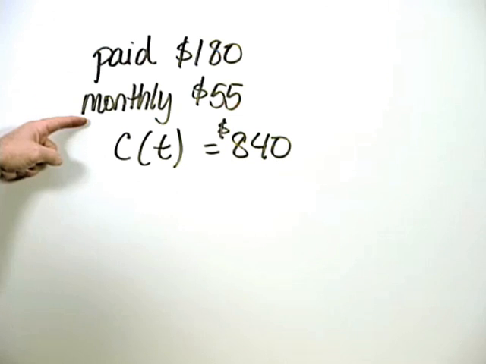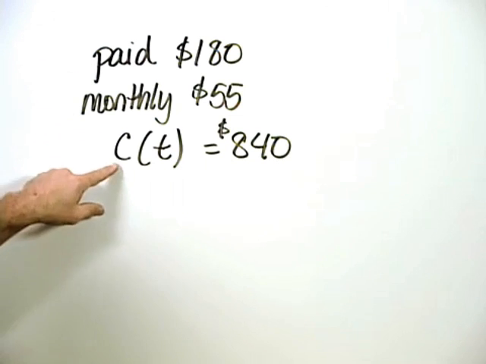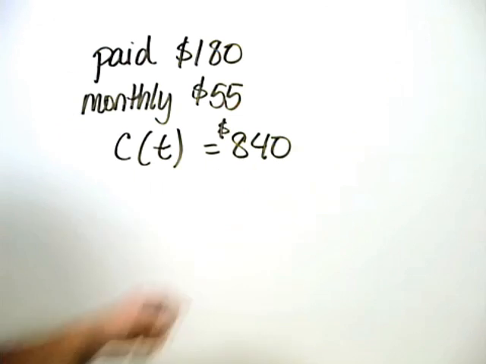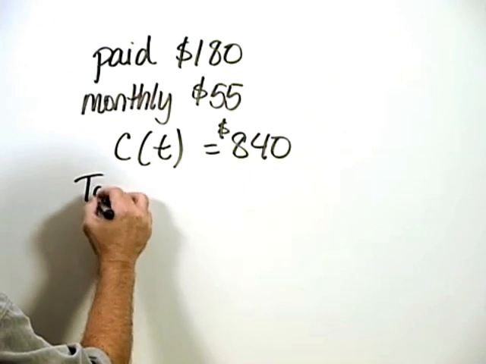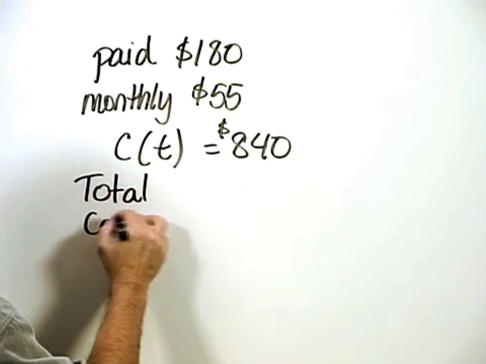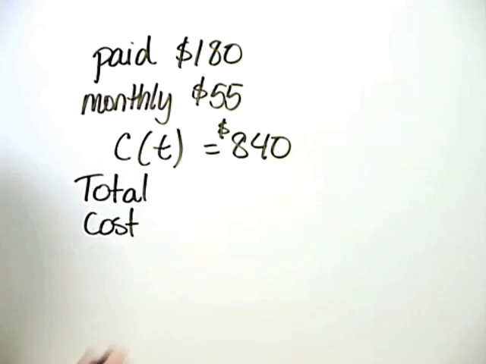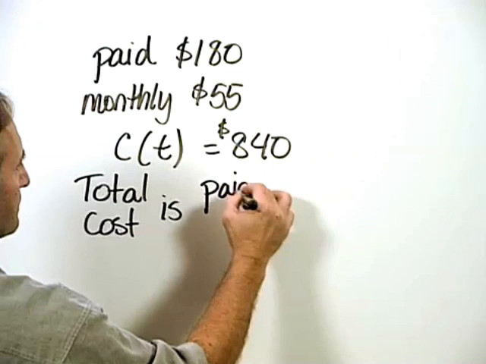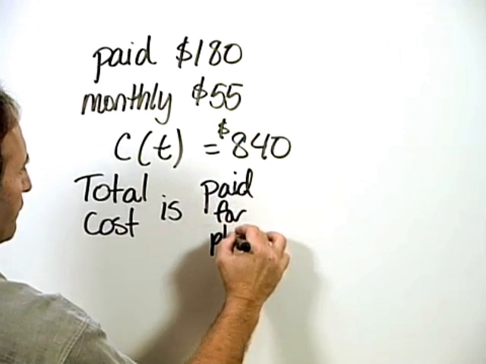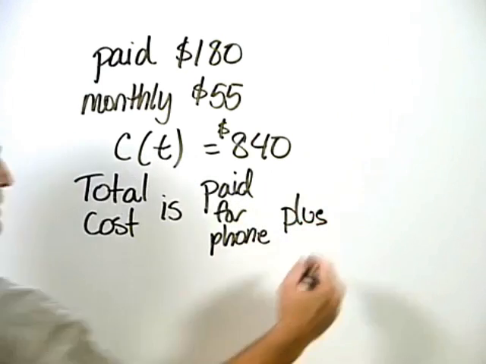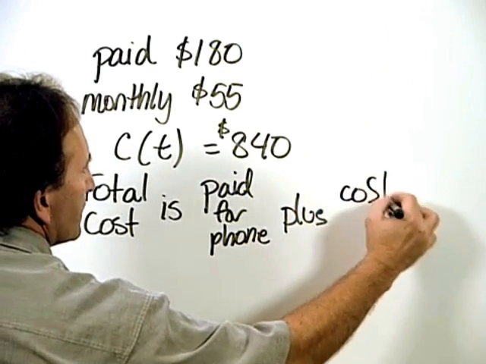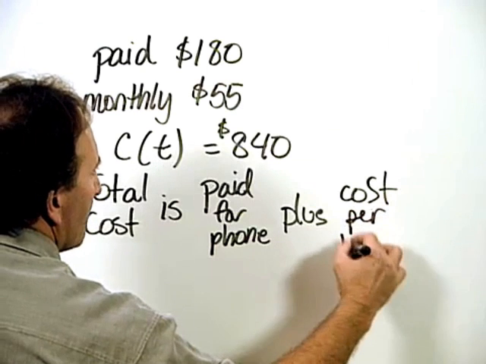So, this is how much Porter paid for the phone. Here's the monthly fee. We want a formula for C of t, and then we want to solve that when it is equal to $840. So beginning, let's take the English and write what that is. Total cost is the amount he paid for the phone originally plus the amount he pays per month. So cost per month.